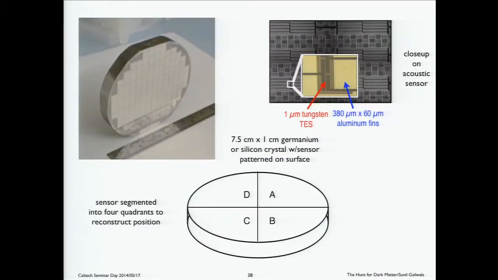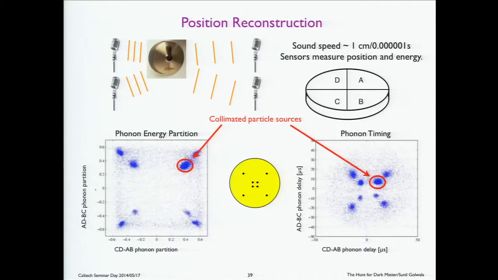This is done with sensors that are photolithographically deposited on these substrates. This is an older generation where we use 3-inch by 1 centimeter substrates. You can see here these large fins are the aluminum, the superconductor, and then these thin pieces are the thermometer, the tungsten. Then we segment that sensor into 4 quadrants so that we can get position and timing information. And it's actually pretty remarkable.